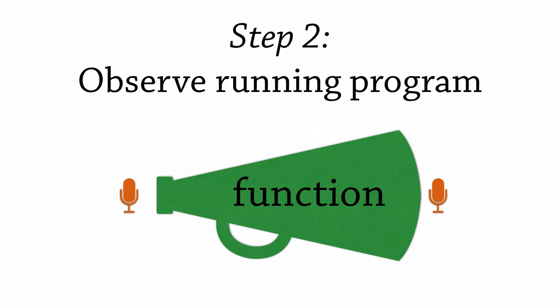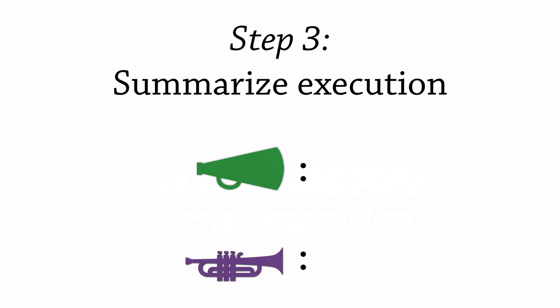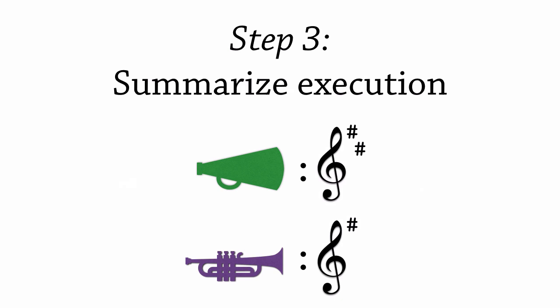So the next thing we do is that we observe the running program. So we shout into the megaphone, and then we're going to record what happens at the input and on the output. But the program will otherwise run as normal. And then we'll get our recordings from our microphones and summarize the execution. This is kind of where the analogy breaks down.